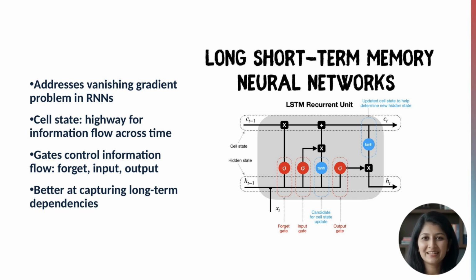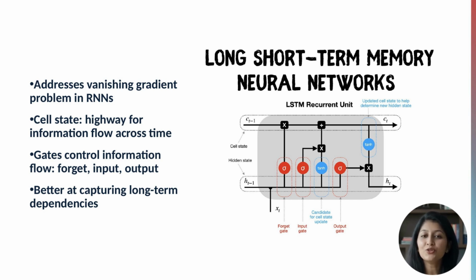They're more complex than basic RNNs, but far more powerful for long sequences. The key innovation is the cell state, a separate pathway for information flow that runs through the entire sequence. Think of it as a highway where information can travel unchanged across many time steps. The hidden state, in contrast, is more like local roads with frequent transformations.